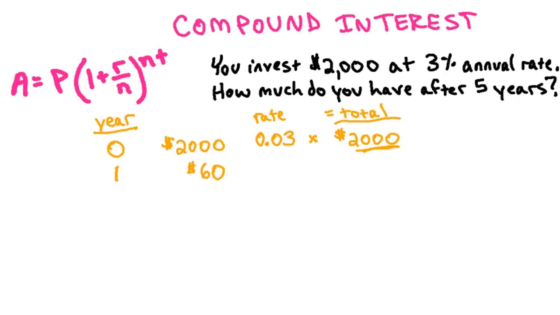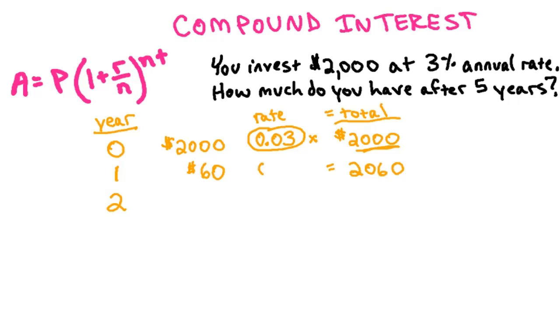So $60 plus the $2,000 you already had in there is going to be $2,060, which is the same as what you would have had for simple interest at the end of year 1. But here's where it's different. At the end of year 2, they're not just going to take $60 and give you an additional $60 for the 3%, the 0.03 of your $2,000 you initially invested.